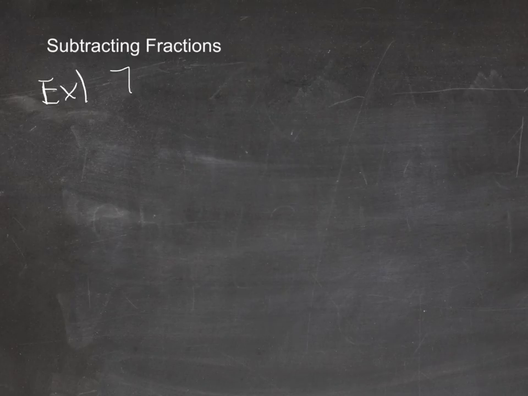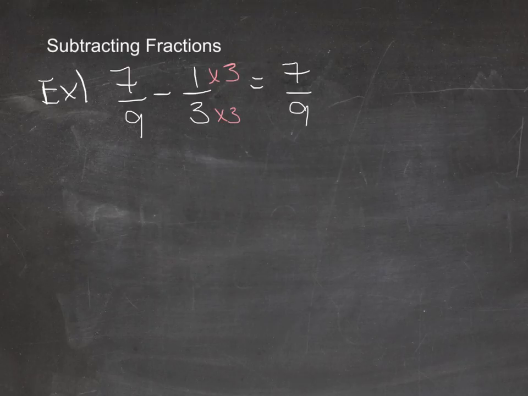So if I have 7 over 9 minus 1/3, again, I'm just looking for a common denominator. I know that if I multiply 3 by 3, I will get a common denominator of 9. So the first fraction stays the same. I have 7 over 9 minus 3 over 9.